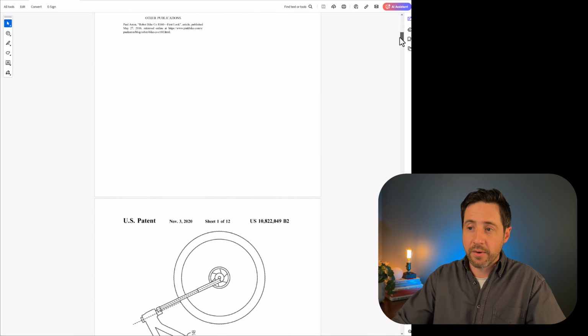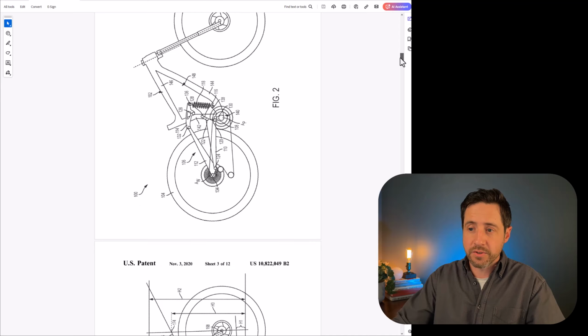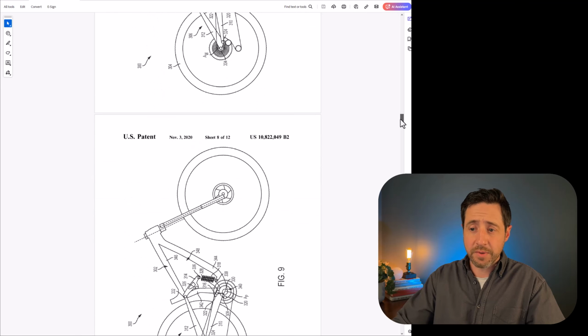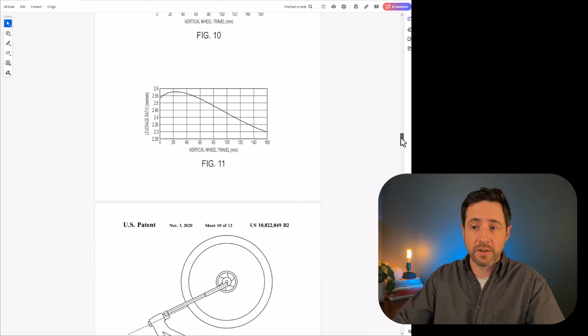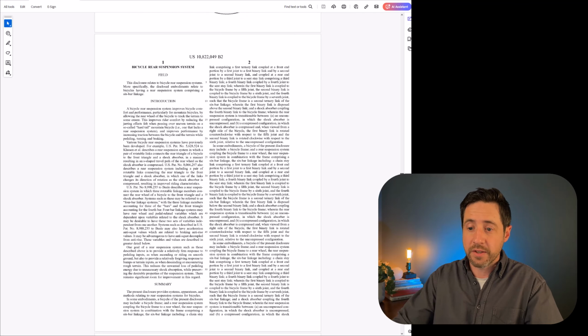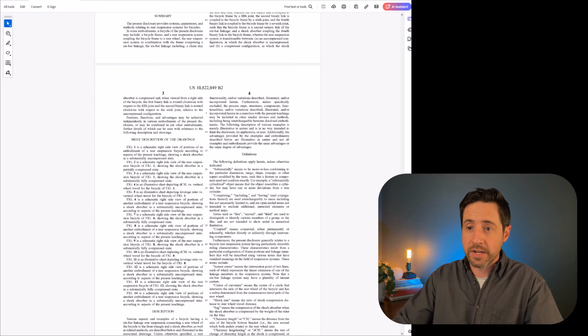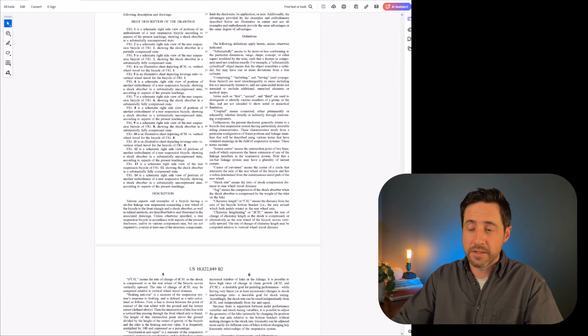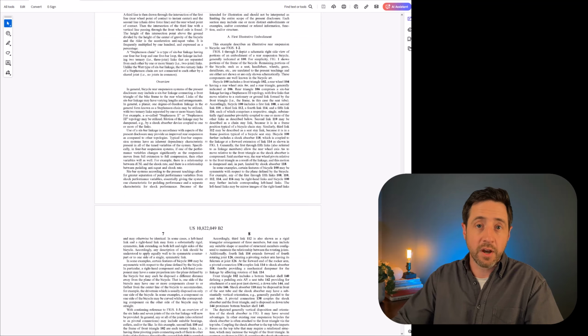We scroll down and we'll see a bunch more images or figures that show different parts of the invention. After that, there's going to be a bunch of words, a bunch of paragraphs that are part of the written description. So we go in here, we have a field, we have the introduction, a summary, and then we get into the description. And this is where they talk about the invention, what it is, how it works, how it's different than other things that are out there already in the public domain.